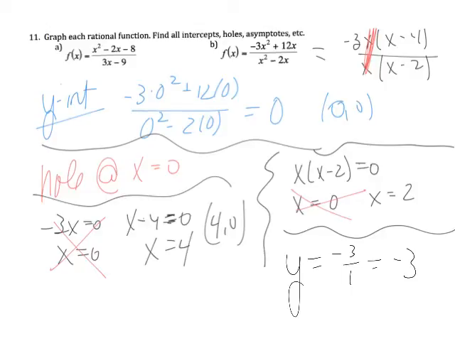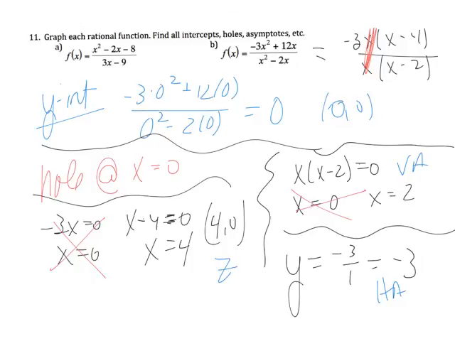Okay, so you've got your y-intercept, the hole at x equals 0. You've got your zero at (4, 0). You've got a vertical asymptote at x equals 2. You've got a horizontal asymptote at y equals -3. And you don't need to worry about a slant asymptote because there is none. And then you just go sketch that graph.